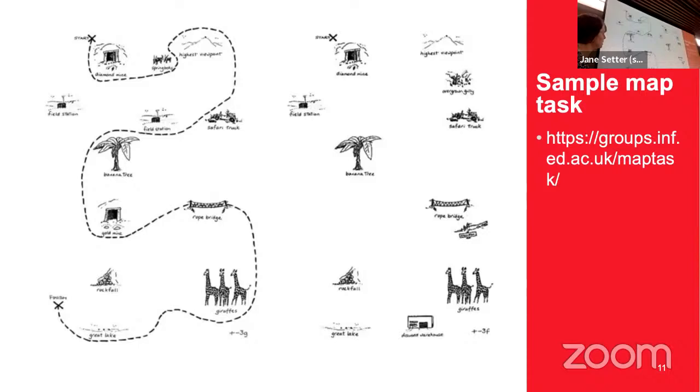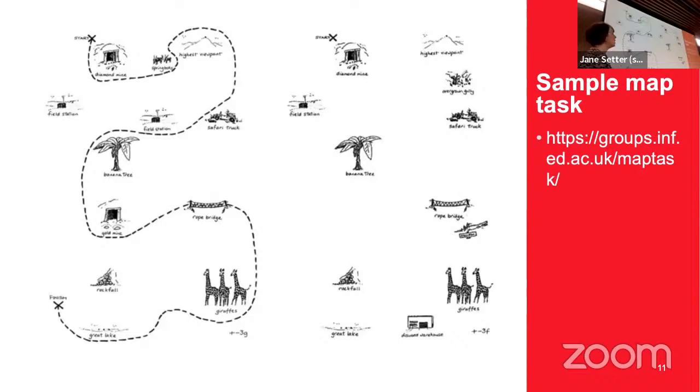So you'll notice, for example, that on person A's map, there is a rope bridge here, but person B knows that there's crocodiles. So there might be a bit of jeopardy going on at this point. You know, are you sure you want me to walk over there? There's a crocodile on the other side. Oh, I haven't got a crocodile on my map. You'll get this sort of thing.